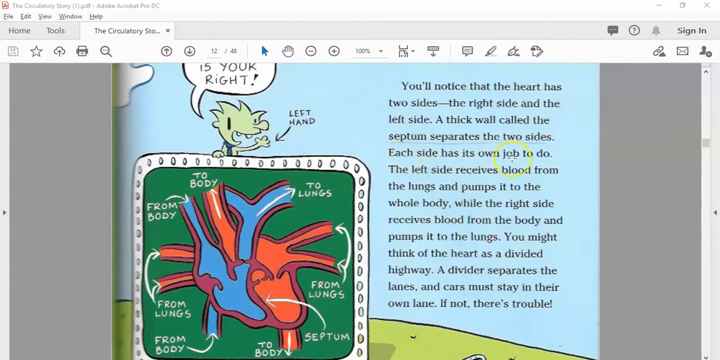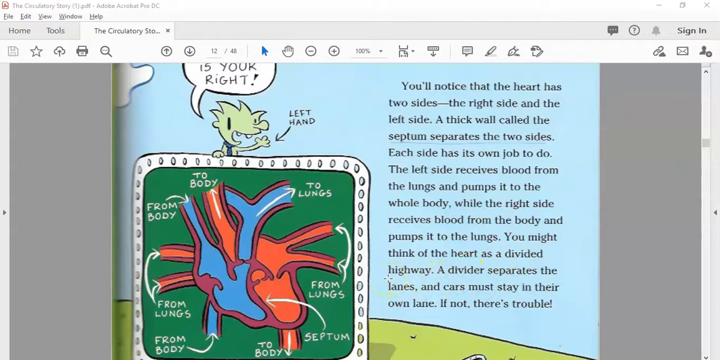Each side has its own job to do. So why is the heart divided into two? Because each side has a job. The left side receives blood from the lungs and pumps it to the whole body, while the right side receives blood from the body and pumps it to the lungs. You might think of your heart as a divided highway.